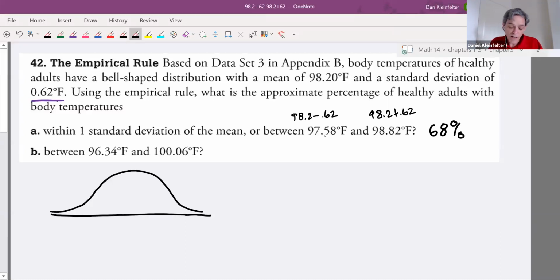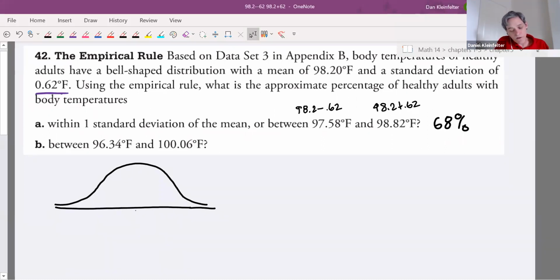So the 97.58 is the mean minus 1 standard deviation, and the 98.82 is the mean plus 1 standard deviation. That's where they got the 97.58 and the 98.82 from. So that turns out to be helpful to know for the second part of it.